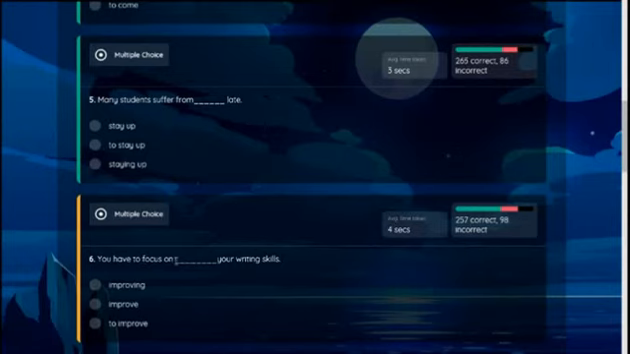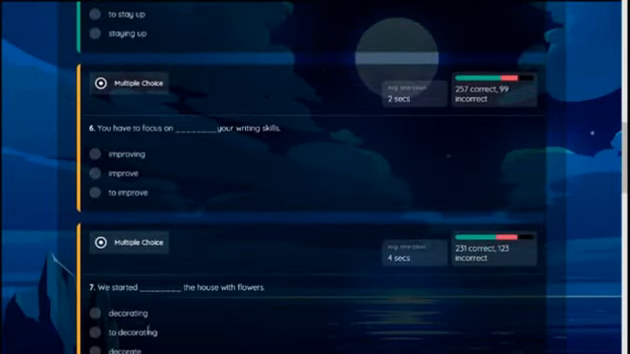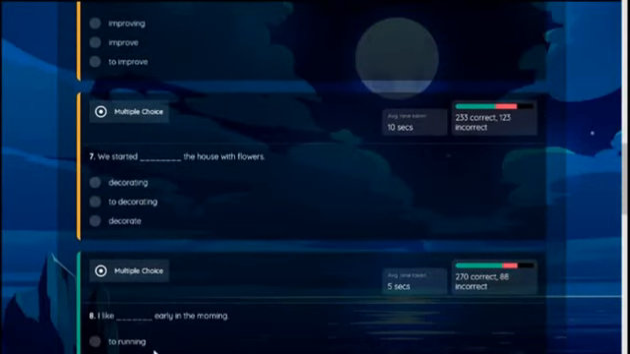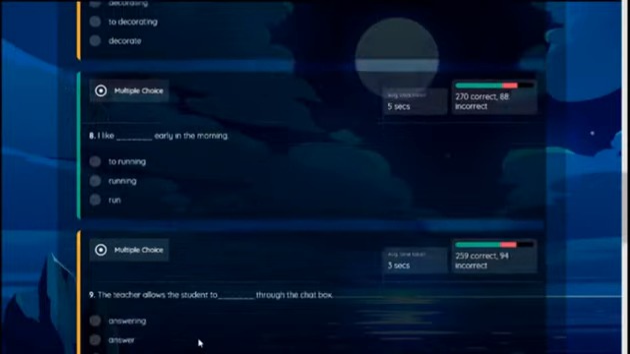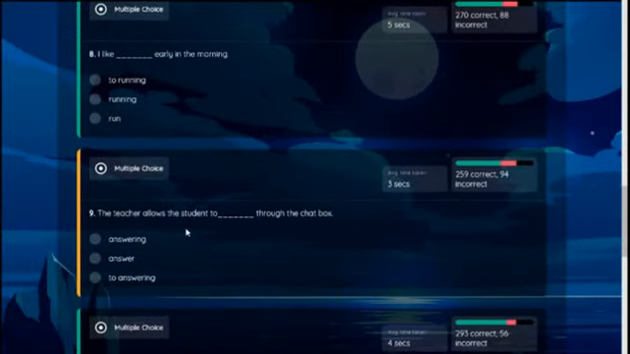You have to focus on. So you've got on, which is a preposition. So you've got on improving, ing form. We started decorating. Of course, it can be followed by the infinitive too. But the problem here with the second choice is that you've got ing, to decorating. So this is wrong. So the only possible answer is decorating, the first option. I like running early in the morning, second option. The teacher allows the students to answer through the chat box. So second option, infinitive to.